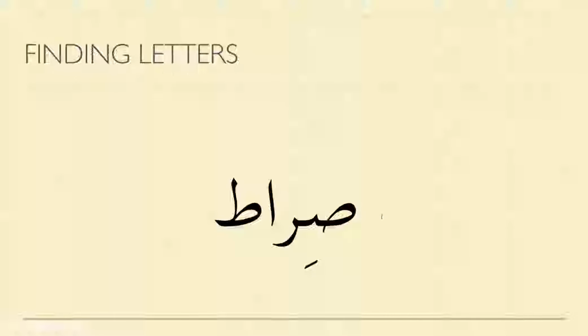Sirat, this is our sad. If it had a dot on top, it would change it to a dad. Si, this is our ra. It's followed by an alif, so it's going to be ra, long, and then followed by the ta, sirat.